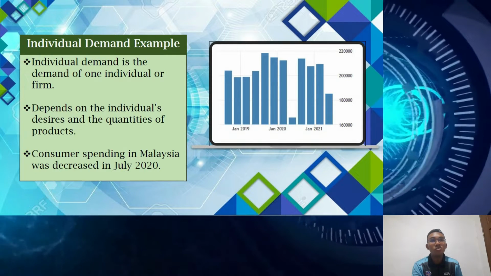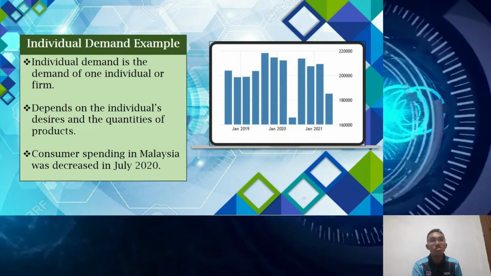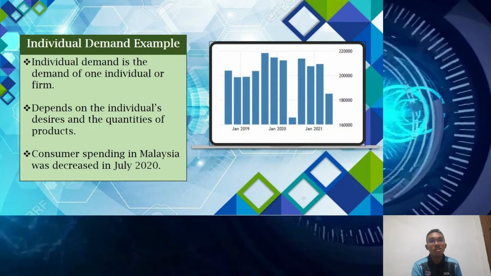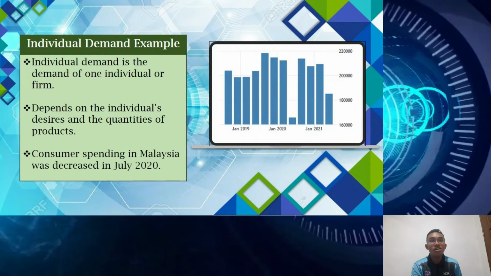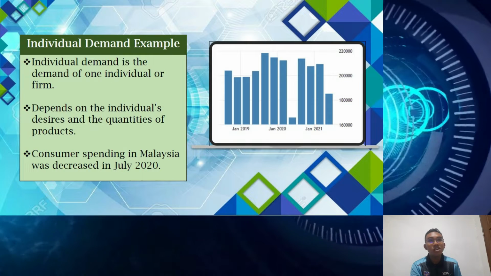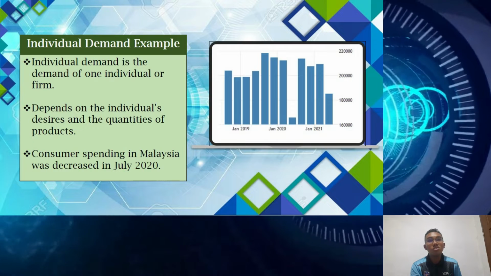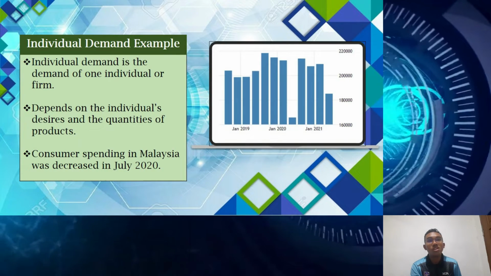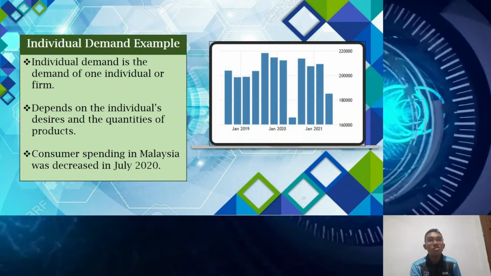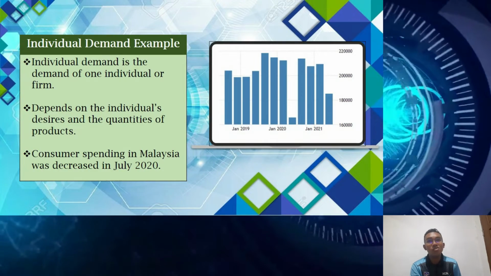Individual demand can be represented from the point of view of one person, a single family, or a single household. Individual demand depends on the individual's desire and the quantity of a product he or she is able to afford at specific price points. In the figure shown, in July 2020, Malaysians had a big decrease in the history of Malaysians. But the next month, the figure shows Malaysians increased sharply after the MCO.